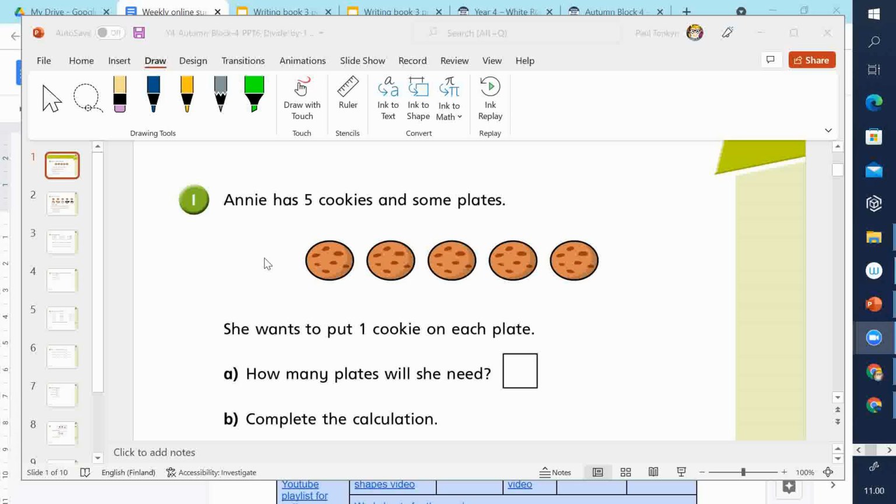Right, let's begin with dividing by 1 and itself. Annie has 5 cookies and some plates. She wants to put 1 cookie on each plate. How many plates will she need?